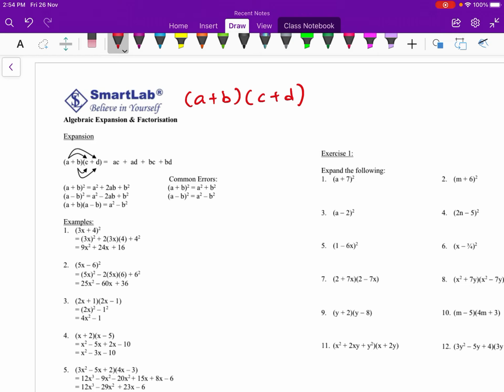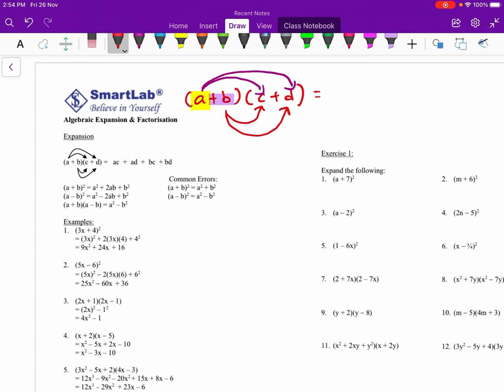Very simple. We must draw the rainbow, right? Let's take a look at the first term in the first bracket. Let's draw one arrow here, then draw the second arrow. Then we look at the second term, B, right? So we draw one arrow here and the other arrow here. Each arrow represents multiplication.